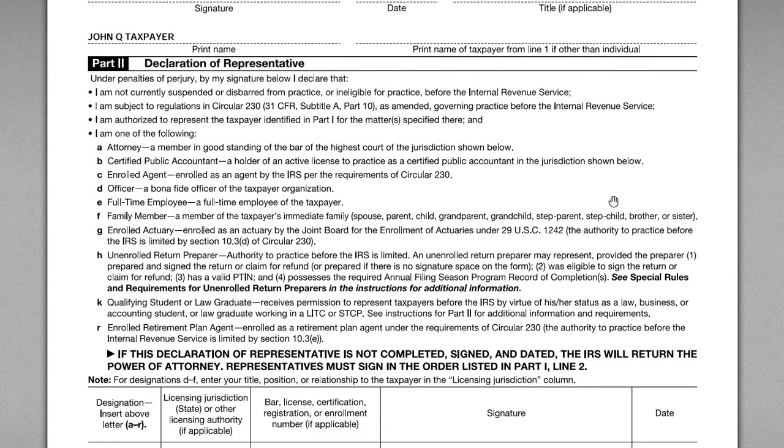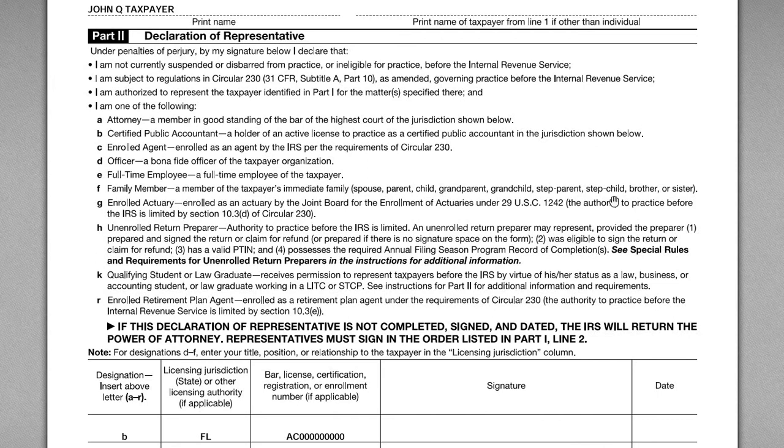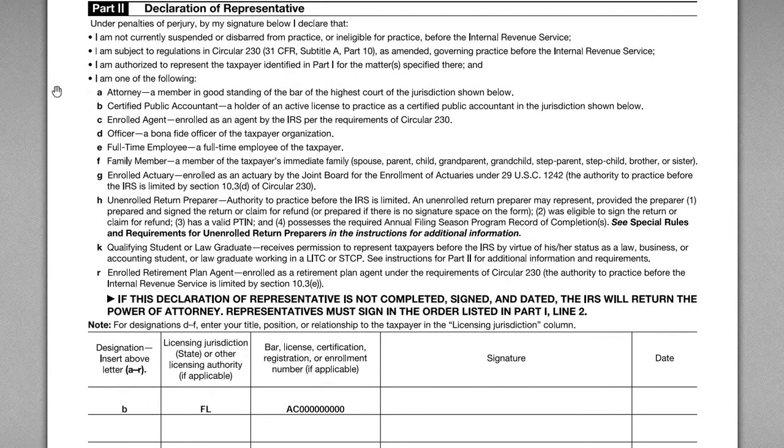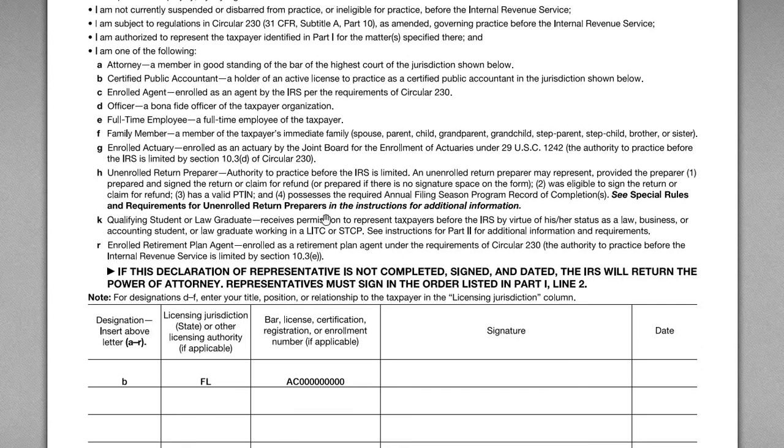Now in part 2, declaration of representative. So this is where we provide, again, more information on who is going to be the representative that's assigned here, and the signature of the representative. So you can see a bunch of options here. So Jane in this case is a CPA. So you see here, section B or line item B, certified public accountant, active license to practice in the jurisdiction shown below. So Jane is a CPA, so she puts B, Florida, and then she puts down her CPA license, signs, and then dates it.